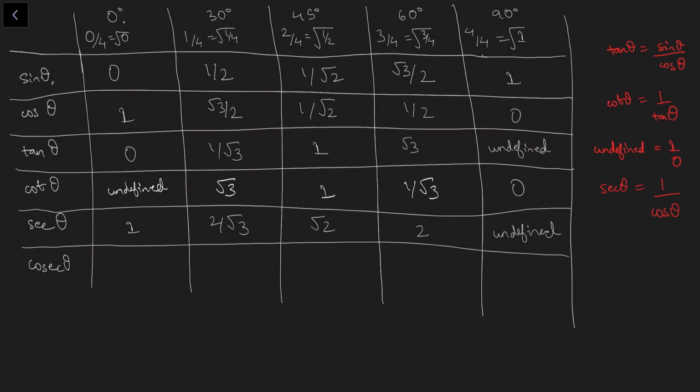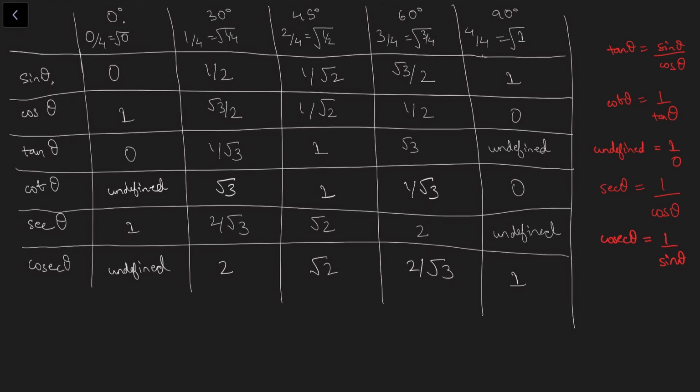Now cosec theta, as you all know, is 1 by sine theta. It's the reciprocal of sine theta. So we're going to do that here. So cosec of 0 is 1 divided by 0, which is undefined. Cosec 30 will be reciprocal of 1 by 2, which is 2. Cosec 45 will be root 2. Cosec 60 will be 2 by root 3. And cosec 90 is going to be 1.